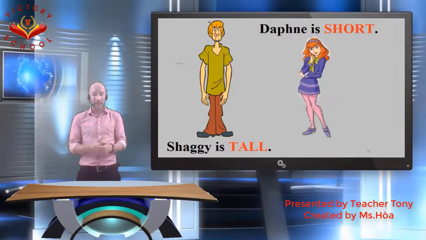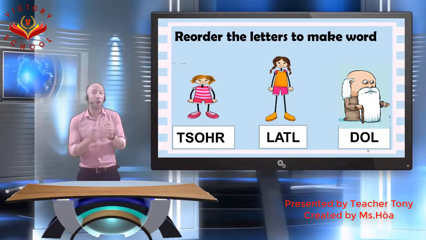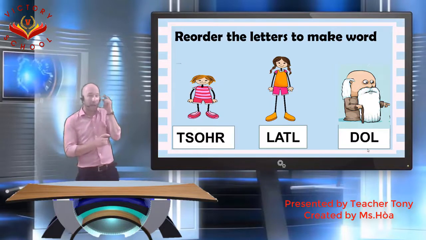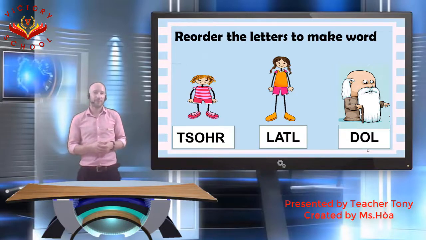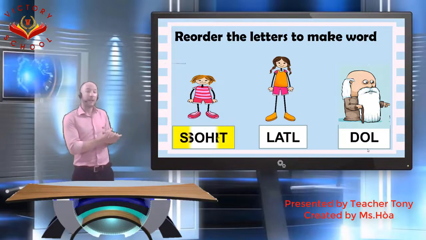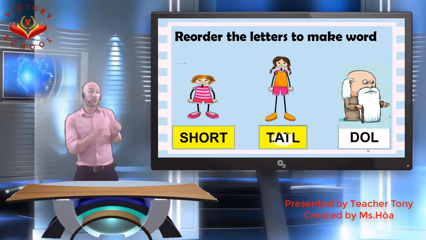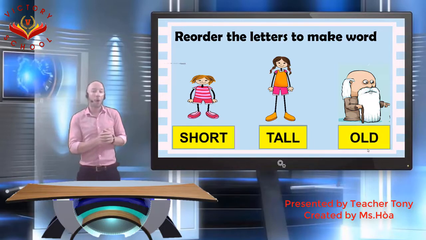And let's move to a short game to further review. So here, you have to reorder the letters to make a word, okay? So we'll give you a few minutes to try and do this. You can write it in your notebook, or you can try and do it in your head, okay? Both is okay. Okay, so let's see if you got the answers. How about the first one? Short. Well done if you got short. And the second one? Tall. Well done if you said tall. And the last one? Old. Well done if you said old.